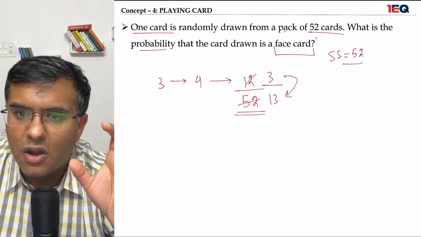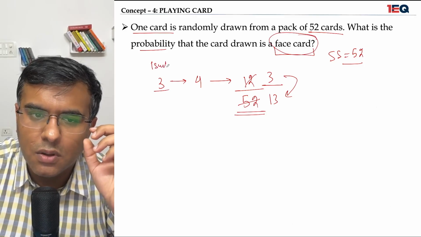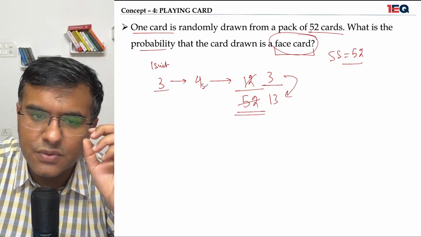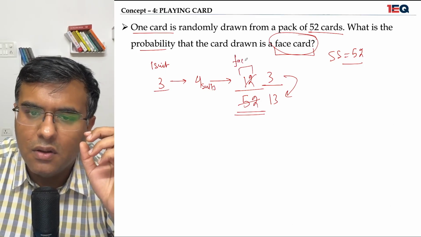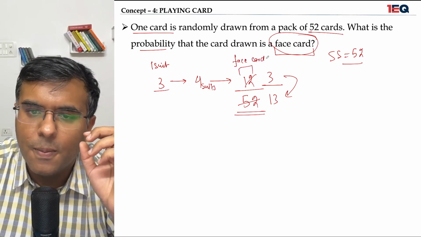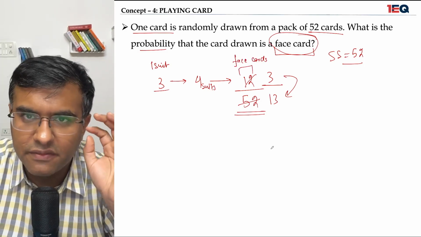Talking about face cards, we have three face cards in one suit, and we have four suits. So we have a total of 12 face cards. The ace is not considered a face card.